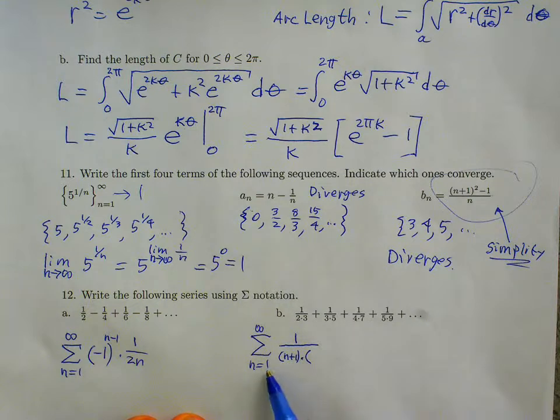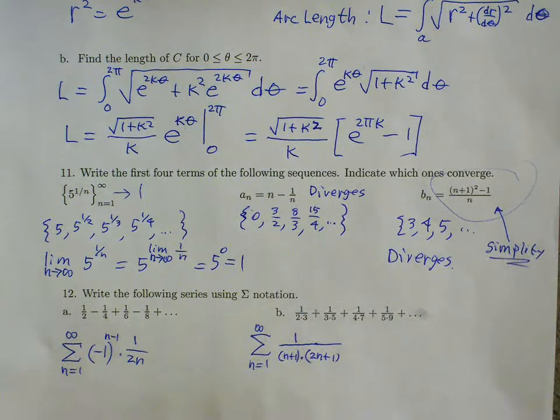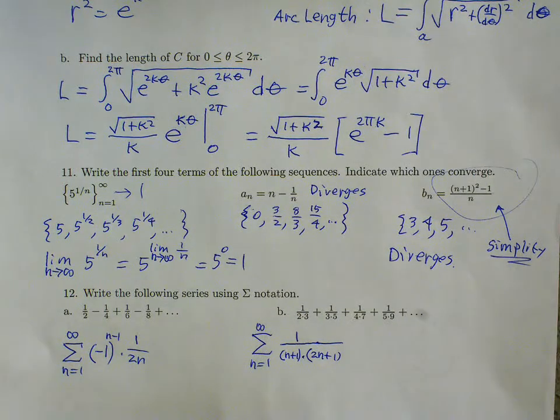So if we start at n equals 1, 3 is 2 times 1 plus 1. At n equals 2, 2 times 2 plus 1 is 5. So it looks like this other factor is just 2n plus 1. See how that works? Okay, on the next page, we'll evaluate a series.